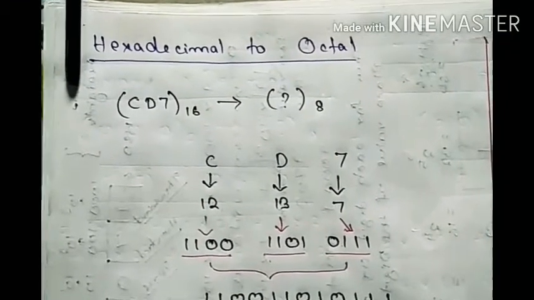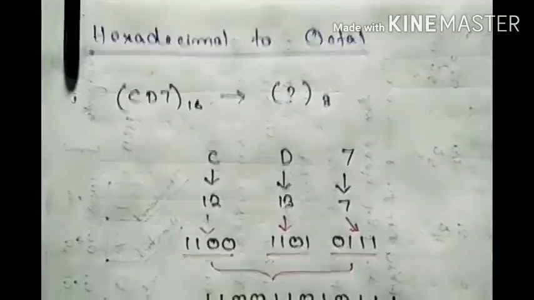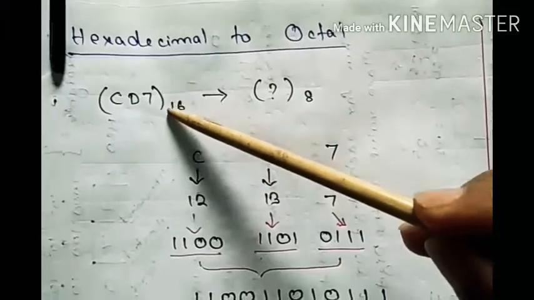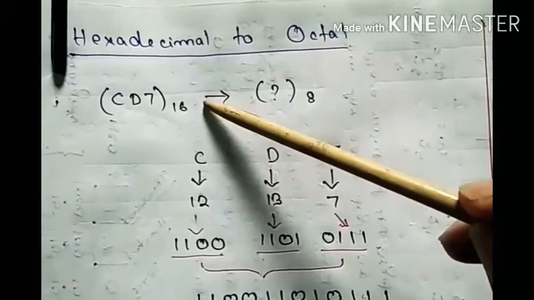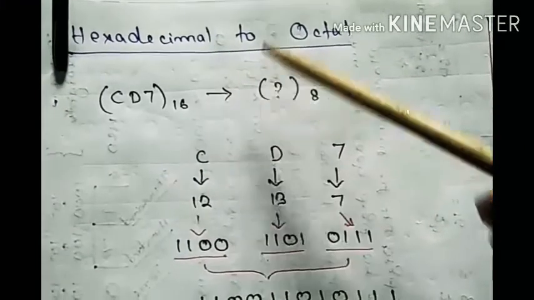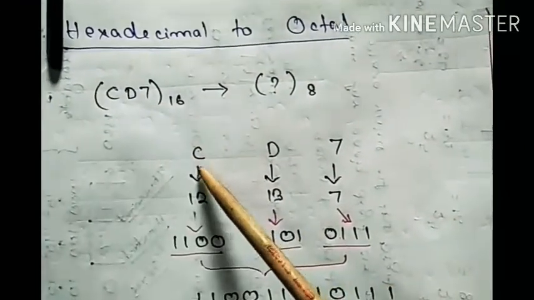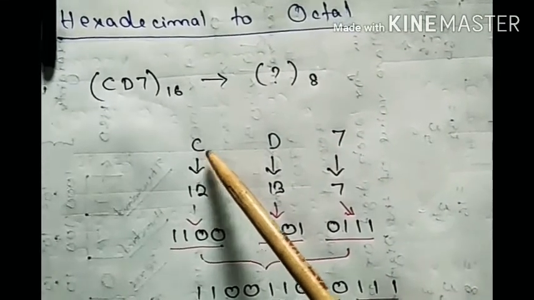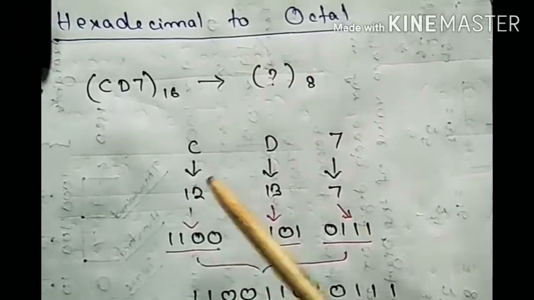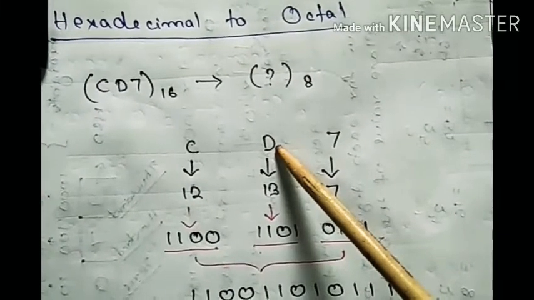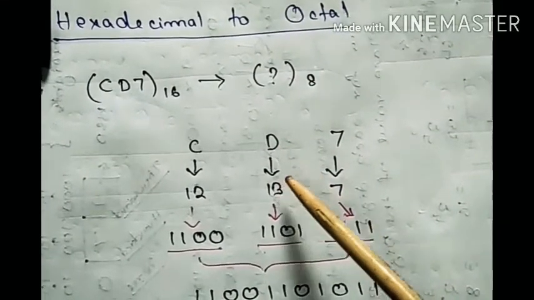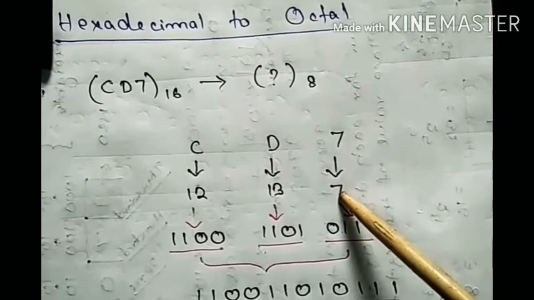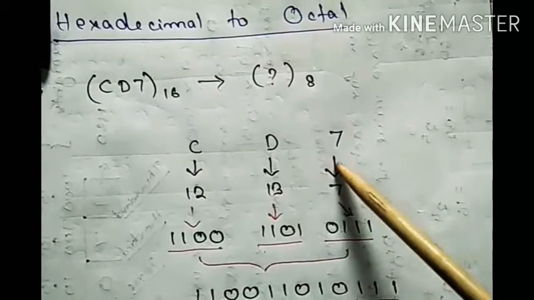Let's see how. A number CD7 is given in hexadecimal. It needs to be converted to octal. So first write the number CD7 as hex. C means decimal 12, hexadecimal D means decimal 13, and hexadecimal 7 means decimal 7 only. So we write them in number format.